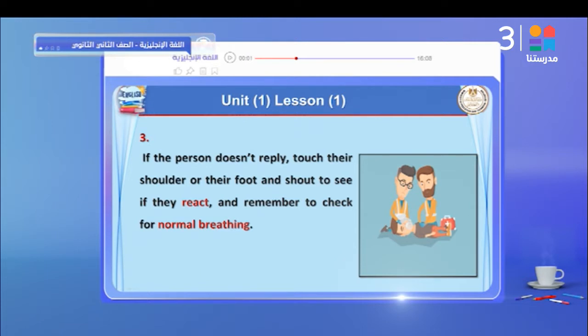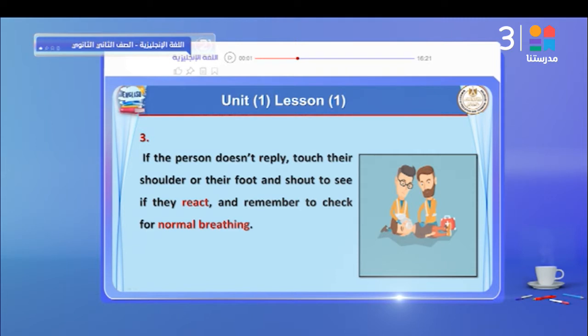React. What does the word react mean? React means to give a response. Okay? So I'm going to shout. What's going to be your reaction? What's your response? What will you do? How will you respond? Okay? So we will see whether there is a reaction or not.